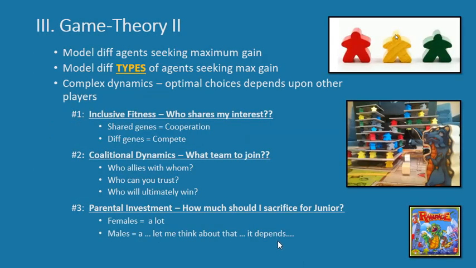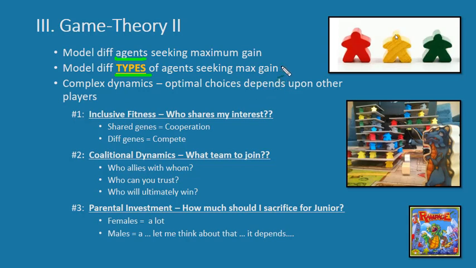Okay, so game theory number 2. We did a little bit of game theory in the last one of these. We're going to do some more here. So the essence of game theory is that you're modeling different agents that are seeking maximum gain. In other words, the key here is that you're thinking about different agents interacting. Well, we can take it to a slightly different level if you imagine you have different types of agents.